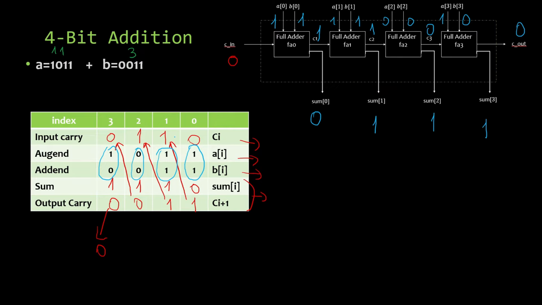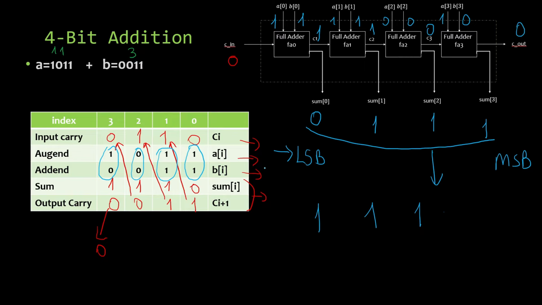But please pay attention that this time we are starting from the LSB, the least significant bit, going through the MSB from left to right. So we have to change the order of this number to see it better. So it will be 1, 1, 1, and 0 as the sum.